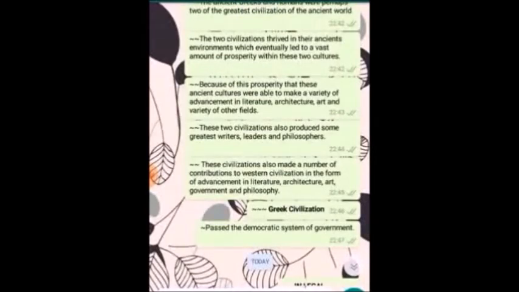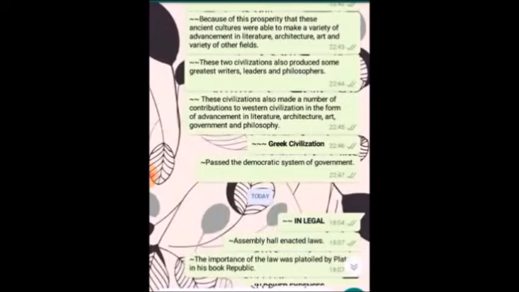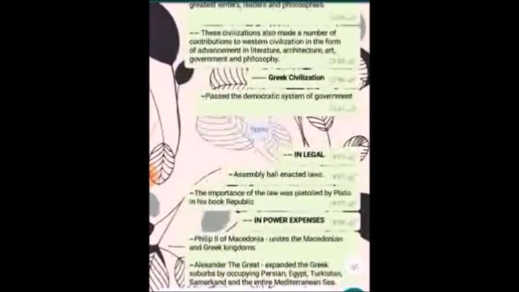This civilization also made a number of contributions to Western civilization in the form of advancement in literature, architecture, art, government, and philosophy. These great civilizations passed on the democratic system of government, such as in legal and assembly halls where laws were enacted. The importance of law was emphasized by Plato in his book Republic. In power expansion, Philip II of Macedonia united the Macedonian and Greek kingdoms. Alexander the Great expanded the Greek territories by occupying Persia, Egypt, Turkestan, Samarkand, and the entire Mediterranean Sea.